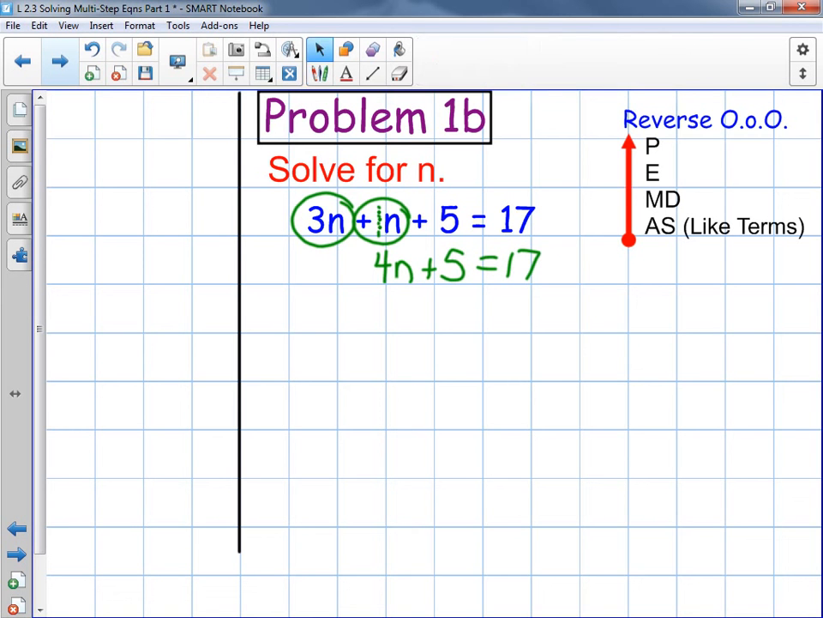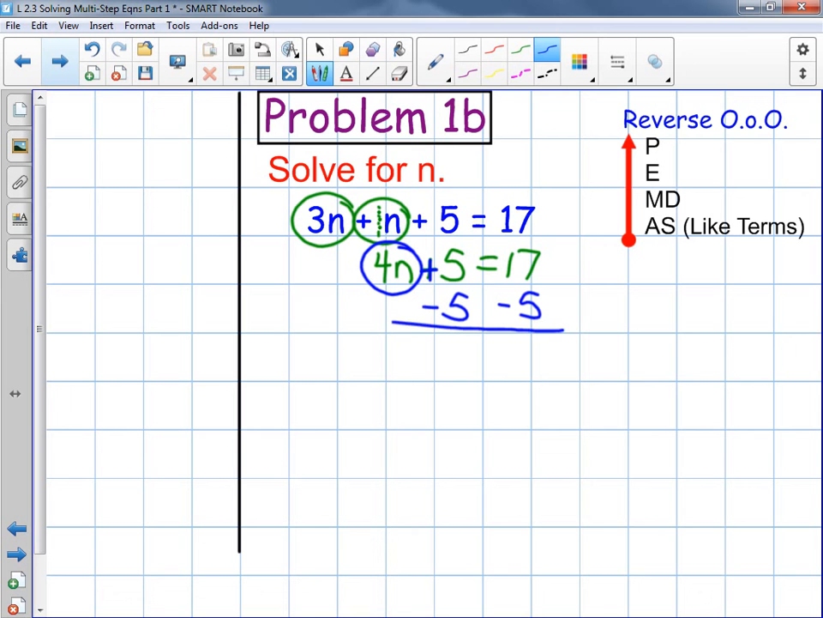And in this two-step problem, find the variable term and try to get that by itself by getting rid of what's happening to it. And what's happening to it is 5 is being added. So to get rid of plus 5, you subtract 5. What you do to one side, you do to the other side. Plus 5 and minus 5 cancel. You're left with 4n. 17 minus 5 is 12.